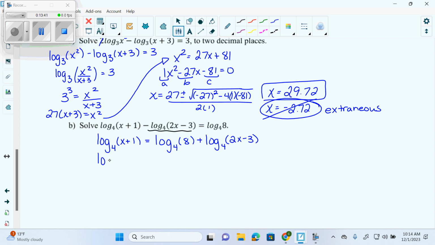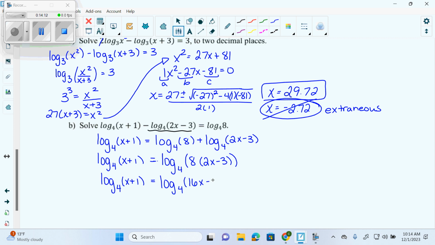Now I put the logs together on each side. So this one's going to be log base 4 of x plus 1. And this one's going to be log base 4, and instead of division, if I would have left it on the other side, it's now going to be multiplication: 8 times 2x minus 3. Then I get log base 4 of x plus 1 equals log base 4 of 16x minus 24.